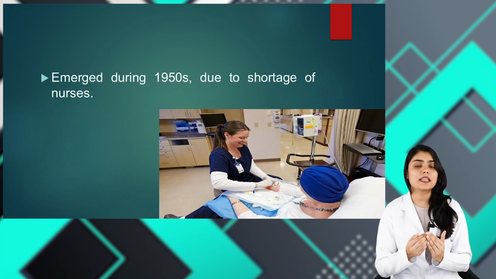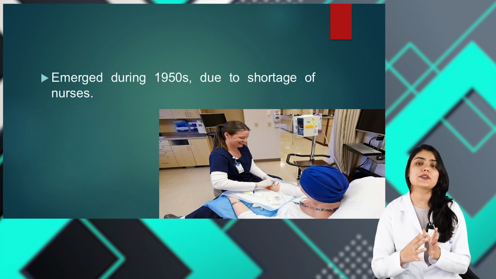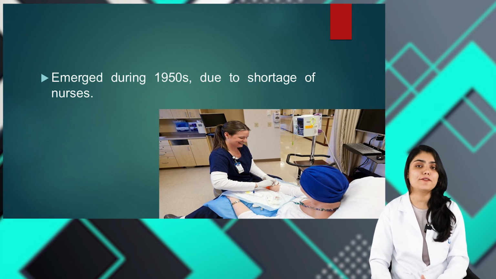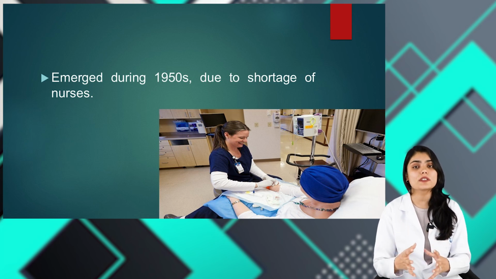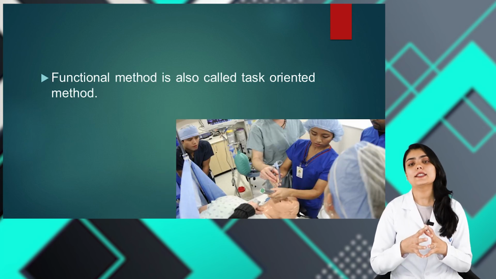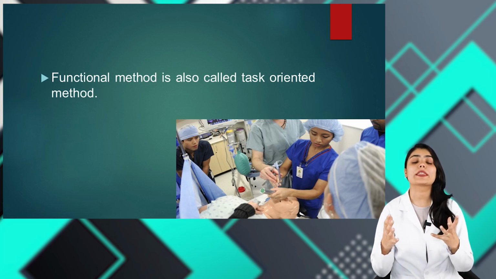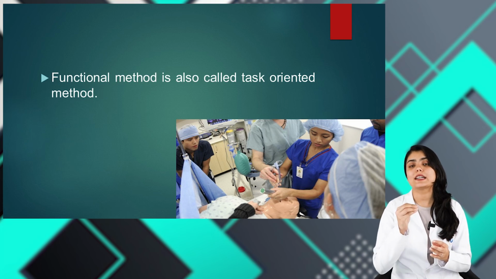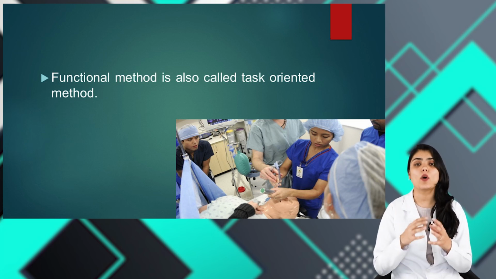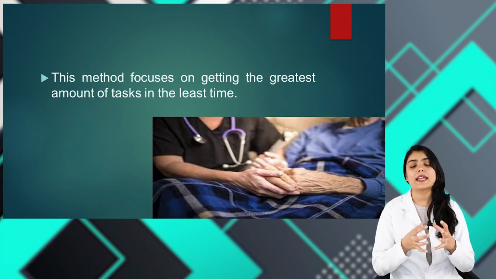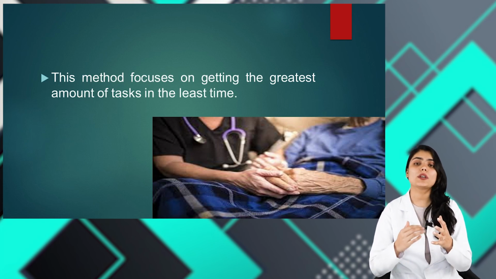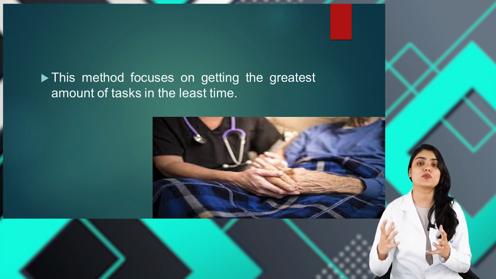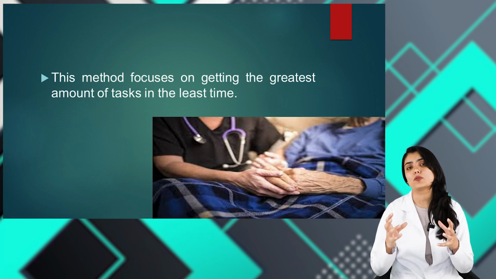The functional method of providing nursing care emerged during the 1950s due to the shortage of nurses all around. Let us now see what the functional method of providing nursing care is. The functional method is also called task-oriented nursing or the task-oriented method. This method focuses on getting a greater amount of work done in a lesser amount of time.